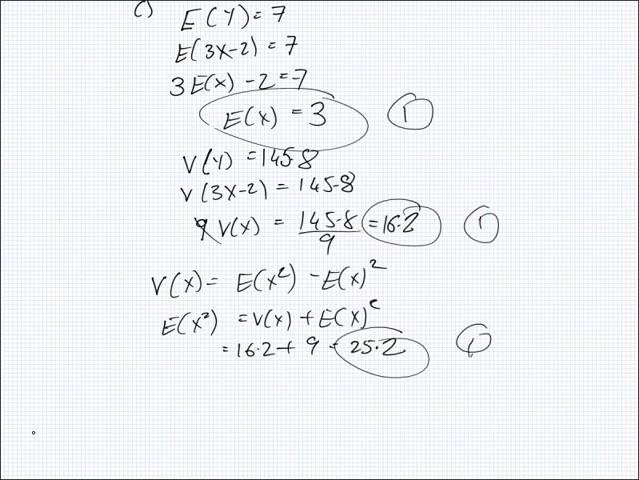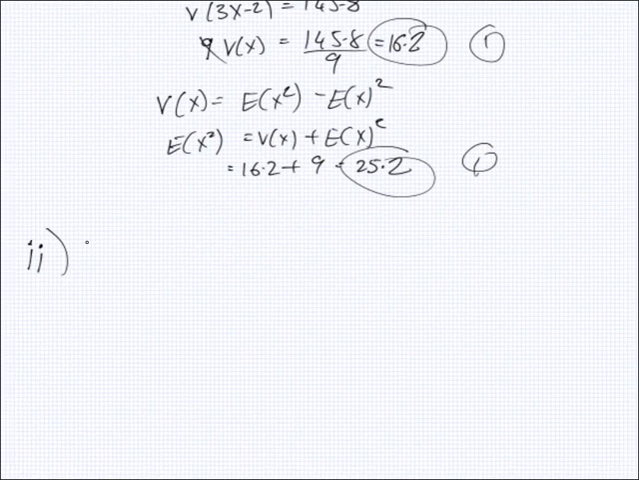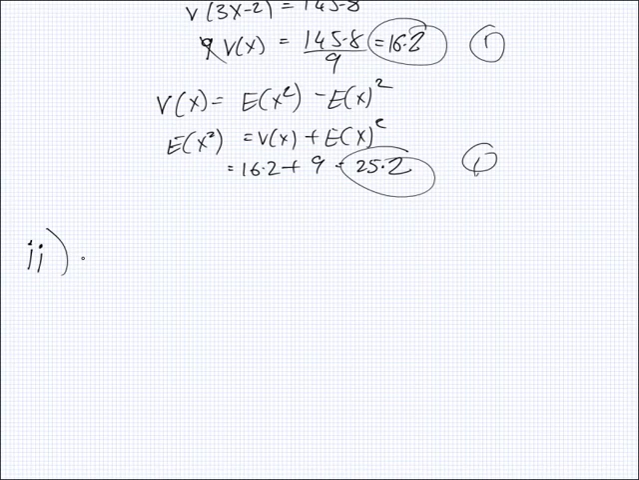Right. Part 2. Find the value of p. So what would be the key thing to use here? The expected value of x. What was it? 3. So that means the expected value of this table should be 3.